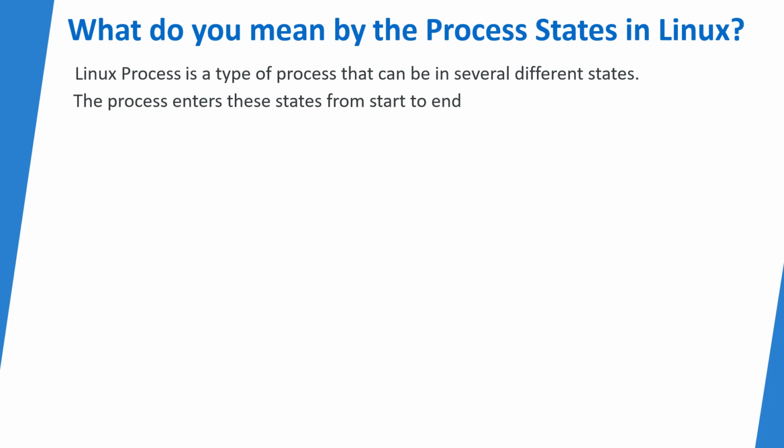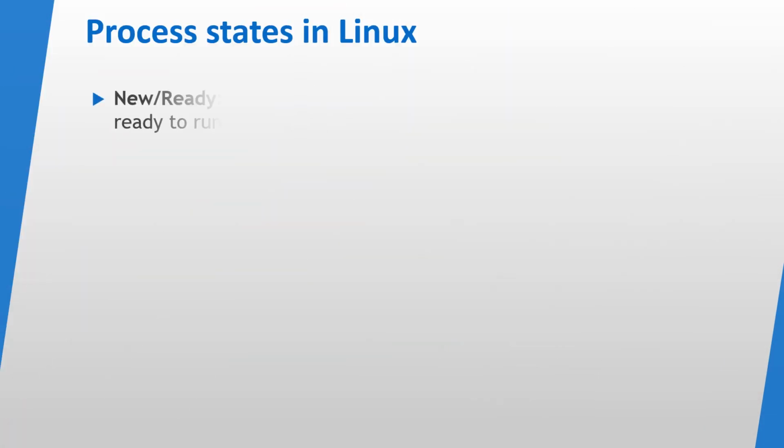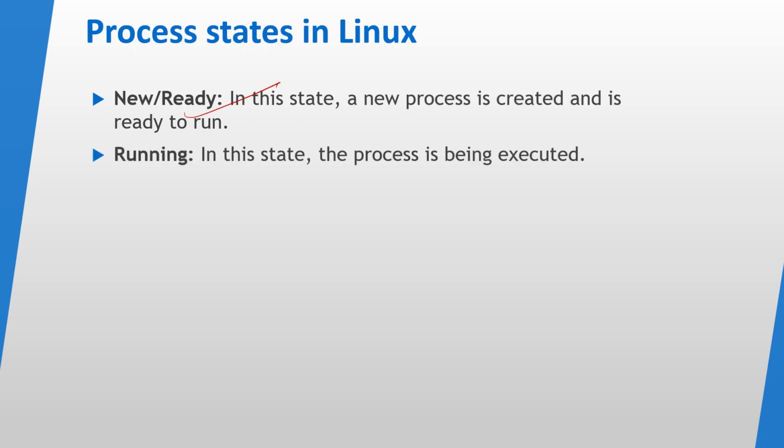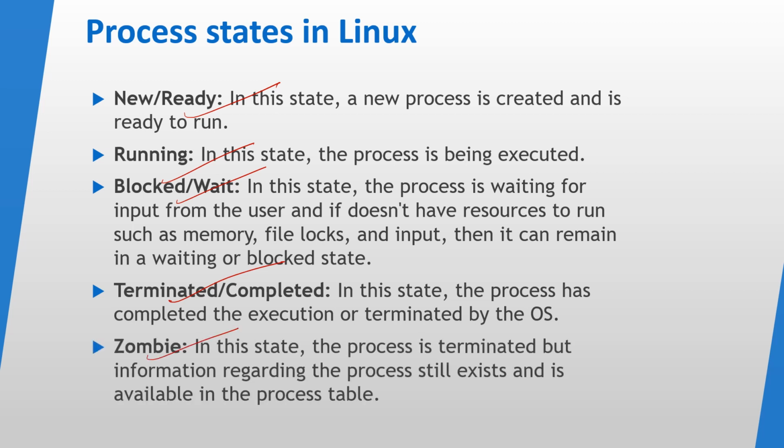So what do we mean by process stage? A Linux process is a type of process stage that can be in several different states. The process enters these stages from start to end. So you can see this diagram. Then there is created, then ready, then terminated, then waiting, then running. The process stages are new, ready, running, blocked on wait, terminated or completed, and zombie.